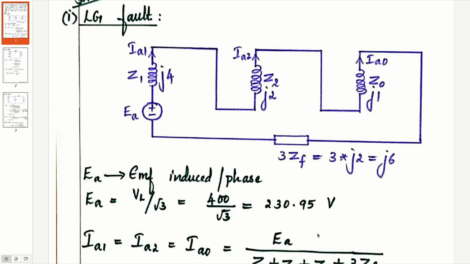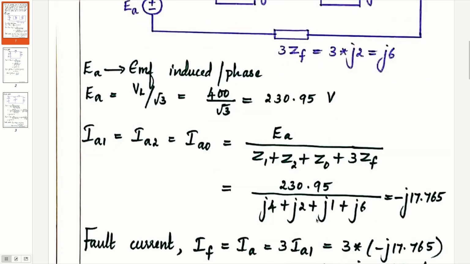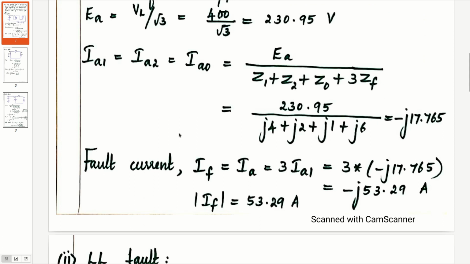So now for the LG fault, we write the formula for current sequence components. IA1 equals IA2 equals IA0, which is EA divided by Z1 plus Z2 plus Z0 plus 3ZF. Okay, so from the sequence diagram, substitute the value of EA, which is 230.95, Z1, Z2, Z0, 3 into ZF. ZF is j2, so 3 into ZF is j6. When you calculate, you will get minus j17.765 amperes. So for single line to ground fault, the fault current IF is IA, which is equal to 3IA1, we get minus j53.29 amperes. So if you want only the magnitude of fault current, it is 53.29 amperes.